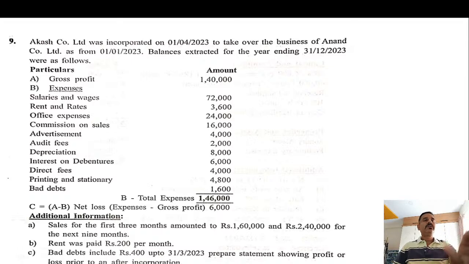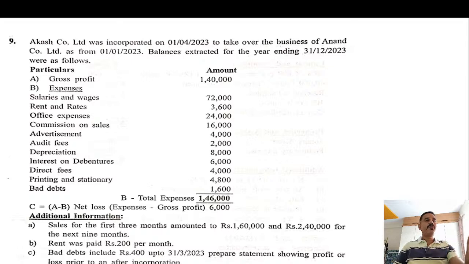Direct fees, advertisement, audit fees, depreciation, all the expenses are given, and there is a net loss of 6,000. Some additional information is also given, for which we have to make some working notes. Sales for the first 3 months amounted to 1,60,000 and 2,40,000 for the next 9 months. So prior period sales and after period sales are given. On this basis you have to calculate the sales ratio. This is one step.